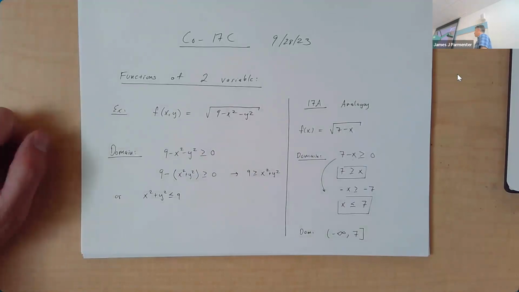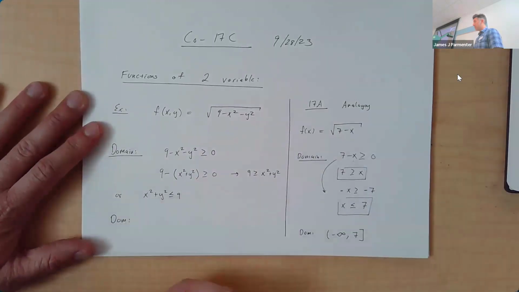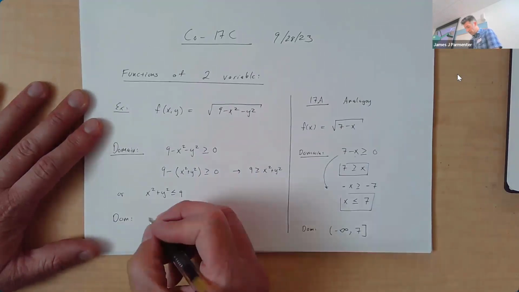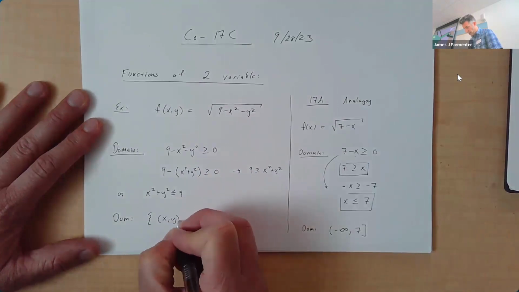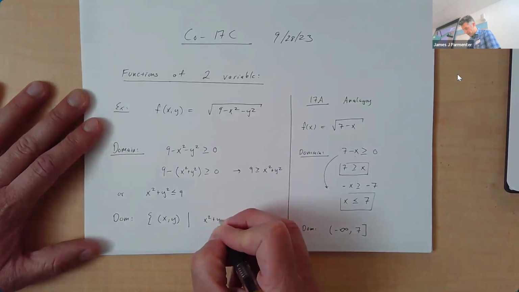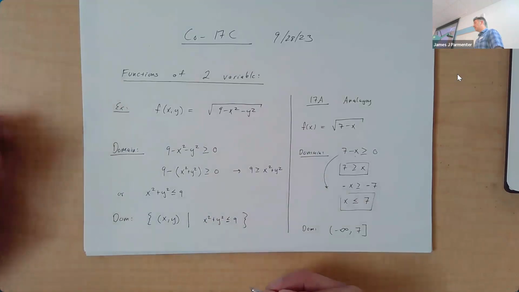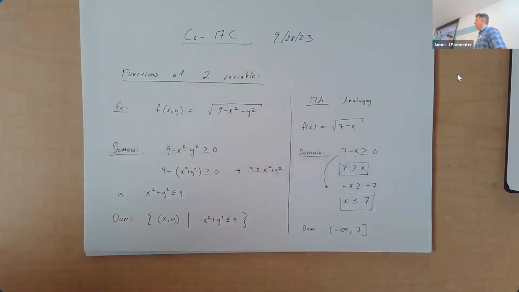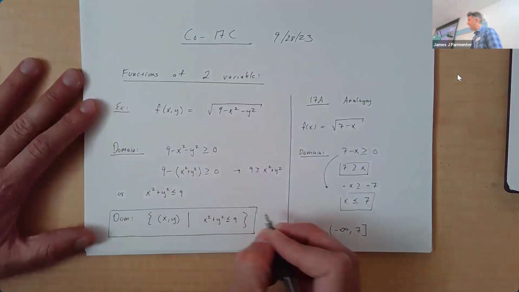And there's not much more you can do with that as far as how you're going to write the domain. So here's our, I would say, unsatisfying way of writing the domain. It's the set containing all points x comma y such that, and then you literally just write down the condition that we just found: x squared plus y squared is less than or equal to 9. That is honestly probably the most efficient way of writing what the domain actually is. But it doesn't tell us a whole lot.